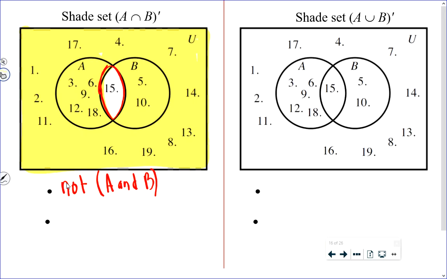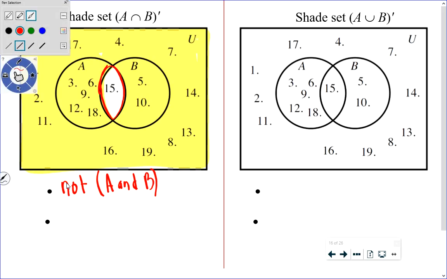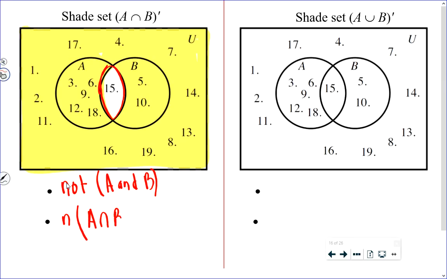And finally, we have to count them. Well, there's 18. Guess I should use the right notation. N of the intersection of A and B's complement is 18.